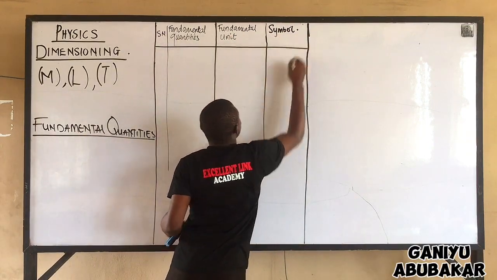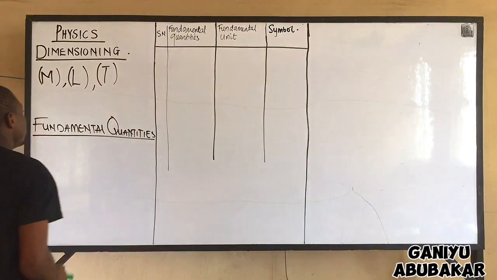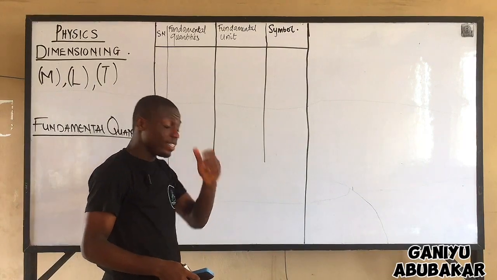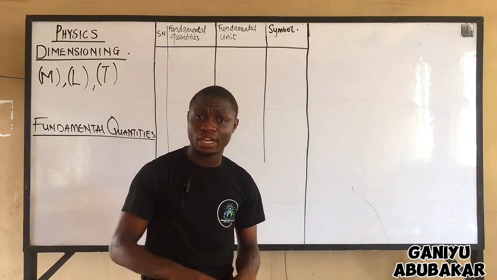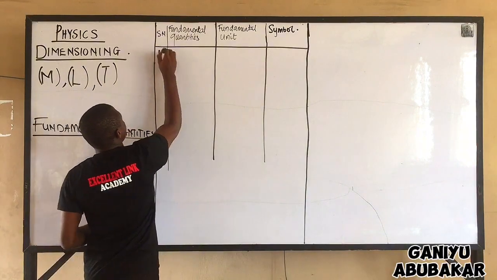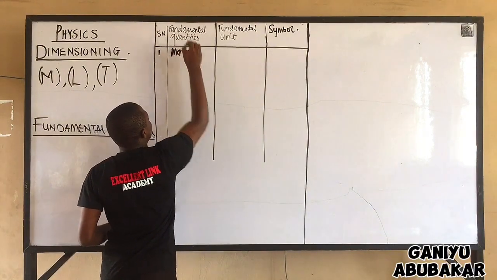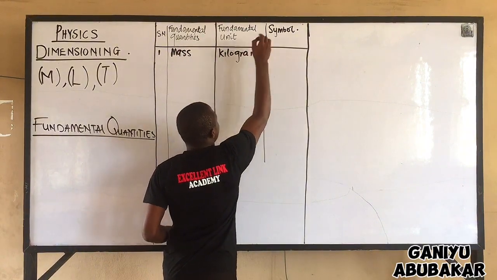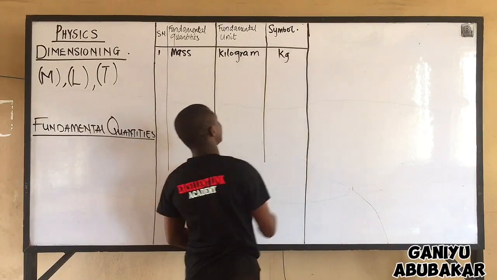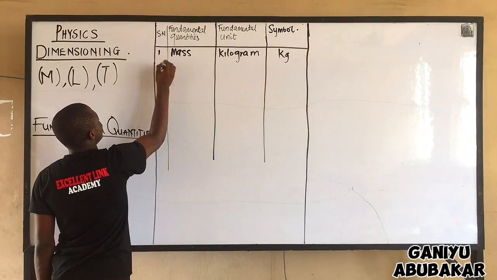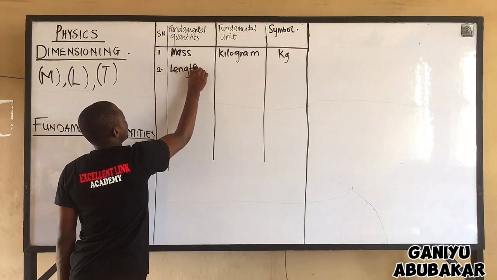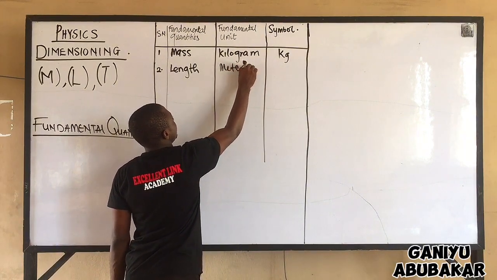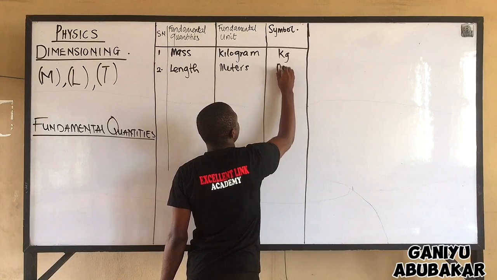All right. Let's start with the table that gives us the detail about the fundamental quantities. So I said there are about 7 fundamental quantities, which I'll be giving you right now. Number 1 is called the mass, which is measured in kilogram, and the symbol for that is kg. That's number 1. Number 2 is length, which is measured in meters, which has M as a symbol.